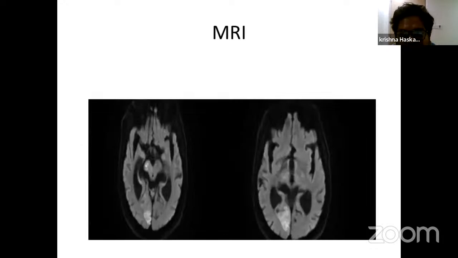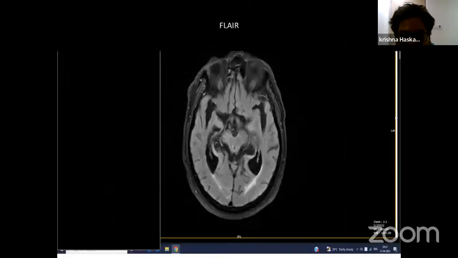So I took a diffusion weighted MRI because he is a wake-up stroke. We want to look for a diffusion FLAIR mismatch to decide on IVT. There is a diffusion restriction in the right cerebral peduncle and right occipital area, and FLAIR started showing subtle changes in the right cerebral peduncle.